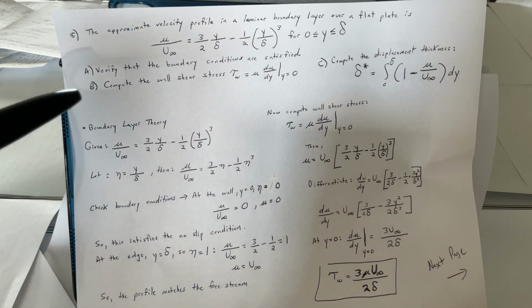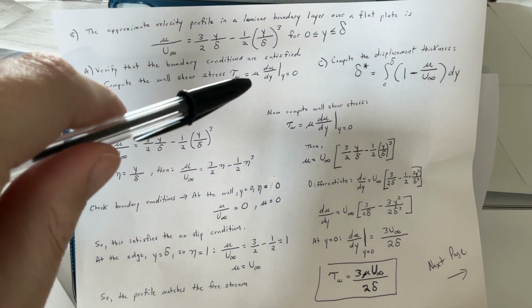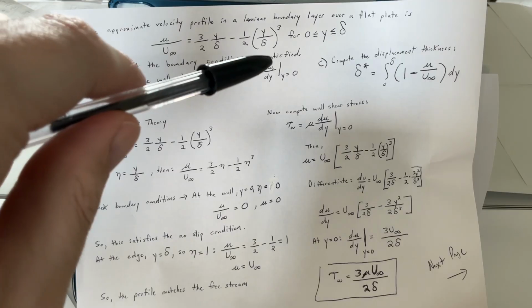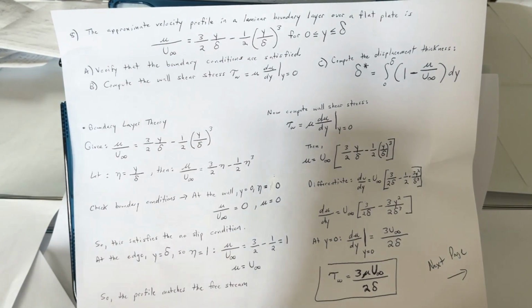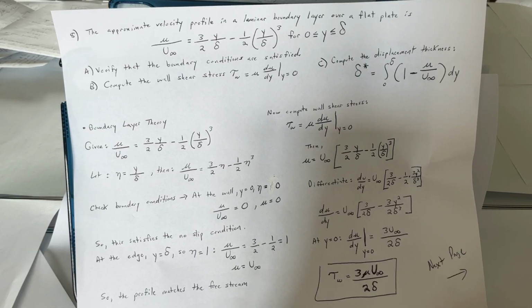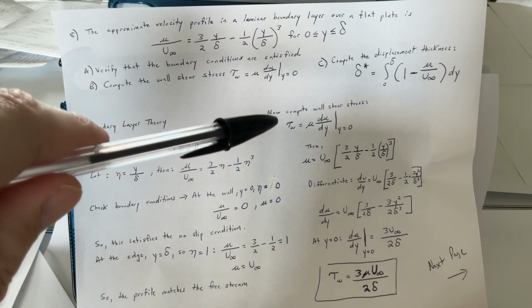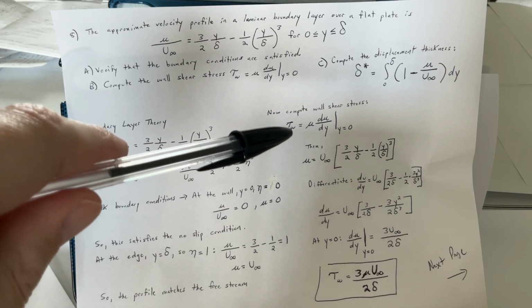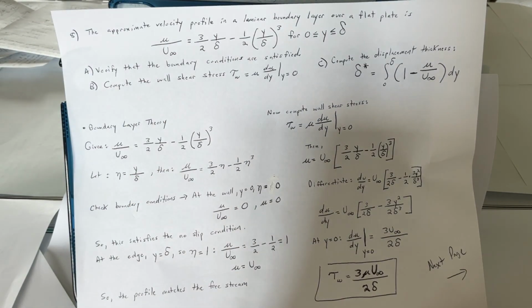Now, for part B, we want to compute the wall shear stress, where tau sub W equals mu d mu dy evaluated at y equals 0. Okay, so let's do this. Computing the wall stress, this tau sub W is going to be mu times the derivative du with respect to dy at y equals 0.